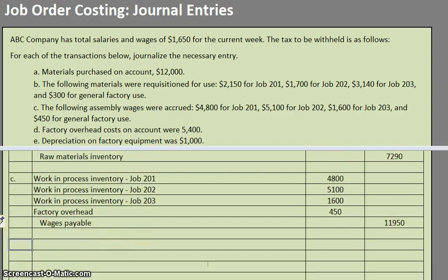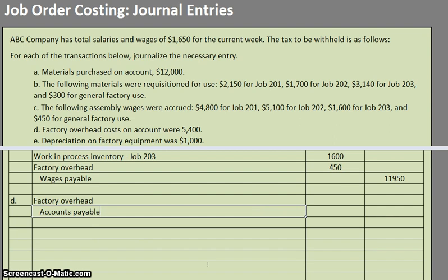Now, D is telling us that our factory overhead costs on account were $5,400. So whenever we actually incur some actual factory overhead costs, we're simply going to debit factory overhead and then credit however we paid for those, either accounts payable or cash. In this case, it was on accounts, so we're going to be using that accounts payable account. So factory overhead for $5,400 and then accounts payable for $5,400.